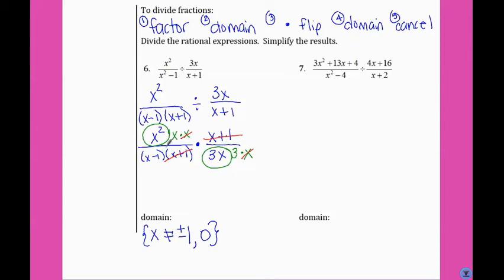So in the numerator, we're left with just this x, and in the denominator, we're left with a 3 and an x minus 1. So our final answer is x over 3 times x minus 1. You can distribute the 3 back in if you'd like to, but it's not necessary. We're going to leave our answers in factored form.